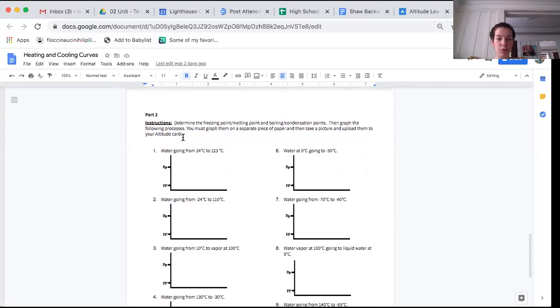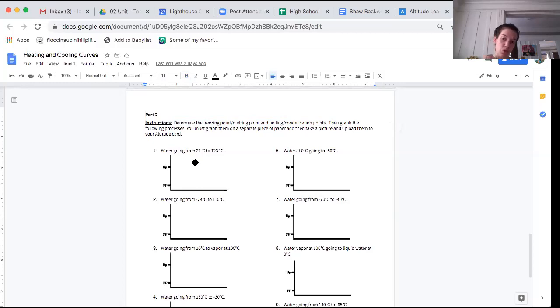So in part 2, your first job is to determine the freezing point / melting point. Remember, it's the same temperature, and boiling / condensation point. Again, same temperature for boiling and condensation, same temperature for freezing and melting. You're then going to graph these processes. And like I said, you have to do it on a separate piece of paper. Doing it on this is just too much of a pain in the butt.